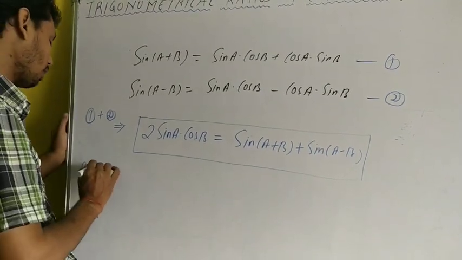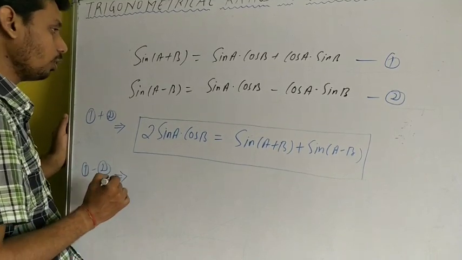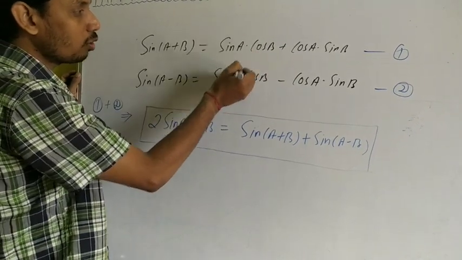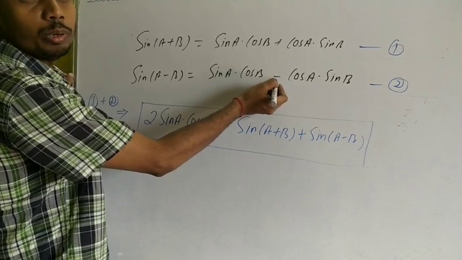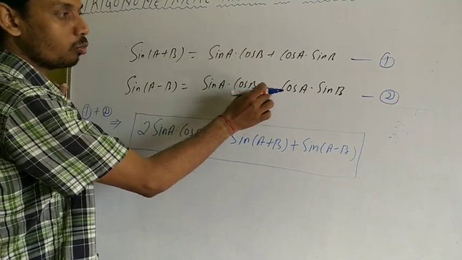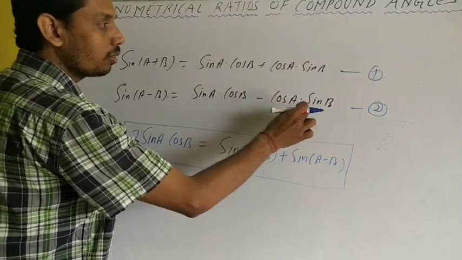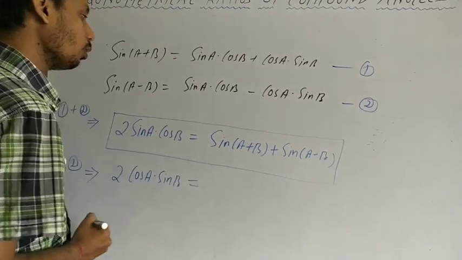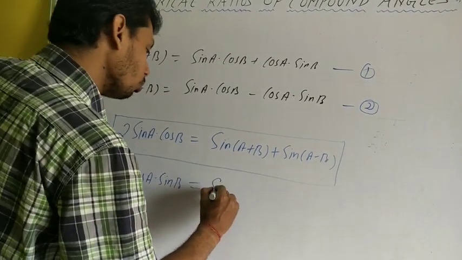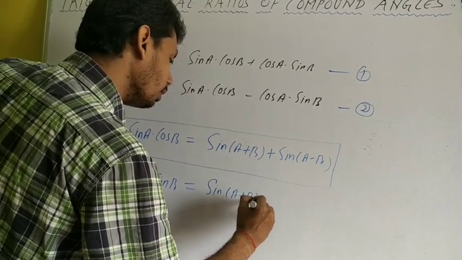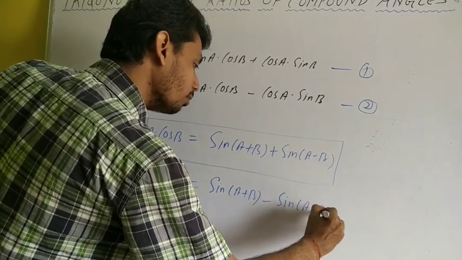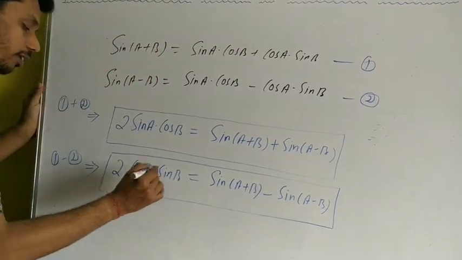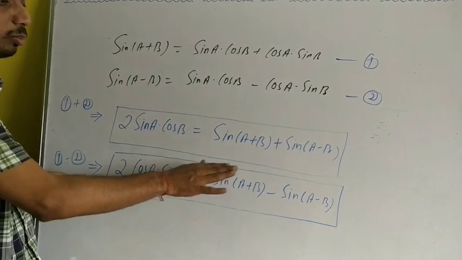Now if we subtract 2 from 1, that is 1 minus 2, minus sin A cos B and plus sin A cos B will be cancelled, and minus into minus will become plus, as we take the difference of 1 and 2. So cos A sin B, cos A sin B, so twice of cos A sin B is equal to, taking the difference of these two, sin(A+B) minus sin(A-B). This is the other formula which we have to remember.